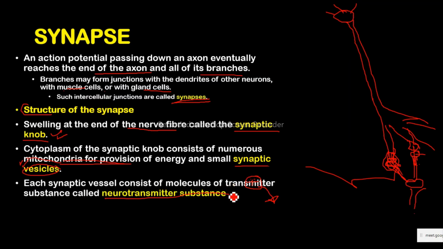And we have different neurotransmitter substances. But the common one is acetylcholine. So that is the most common one. But there are very many. And each neurotransmitter substance has its own effects.